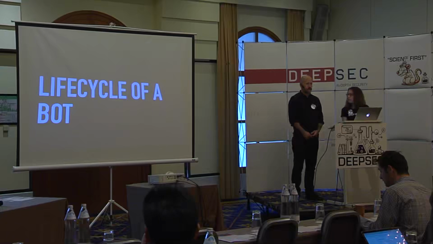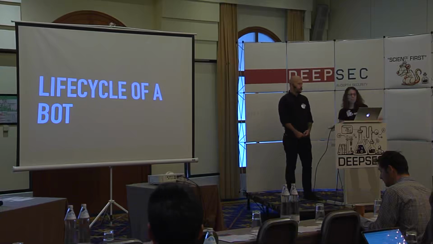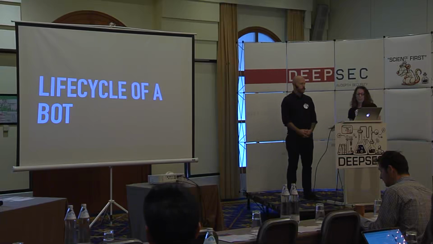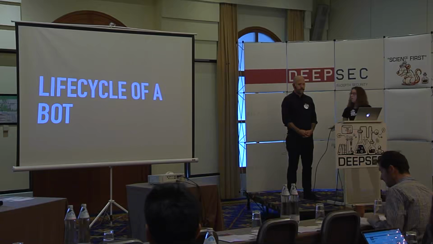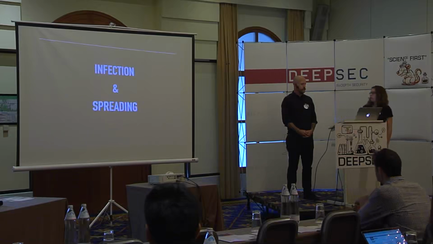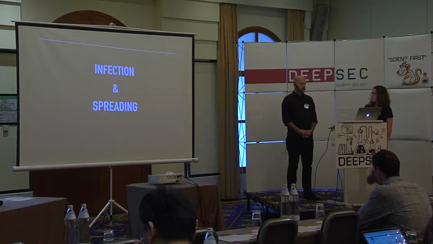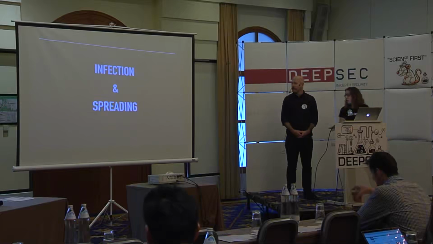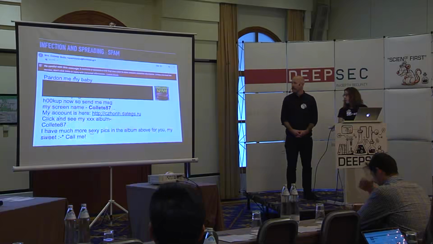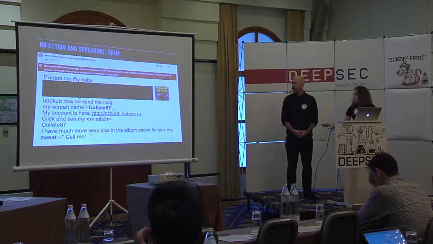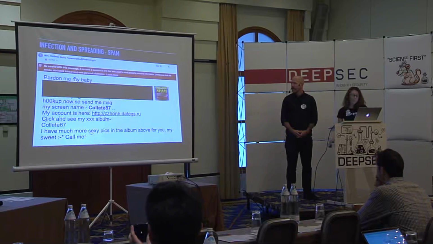So moving on to the life cycle of a bot. Similar to the same way that malware has a life cycle that it goes through, like the creation, the deployment stage, and then the acts that it's going to carry out when it's on a system, a bot will act the same way. So we'll start with infection and spreading. This is how the bots are going to get onto the systems to add another bot into the botnet. This is an example of spam here.